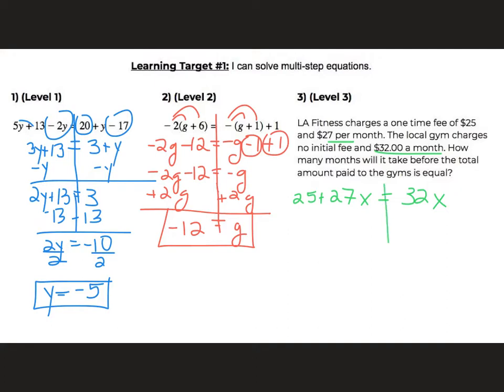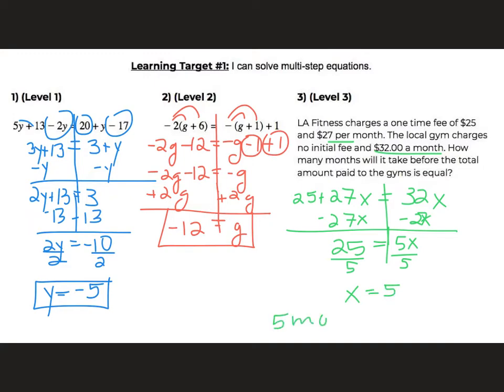So when we solve this, we're going to subtract 27x from both sides, leaving us with 25 equals 5x. Divide by 5, and we'll get x equals 5. And this stands for, it's going to take 5 months for these 2 membership options to be equal.